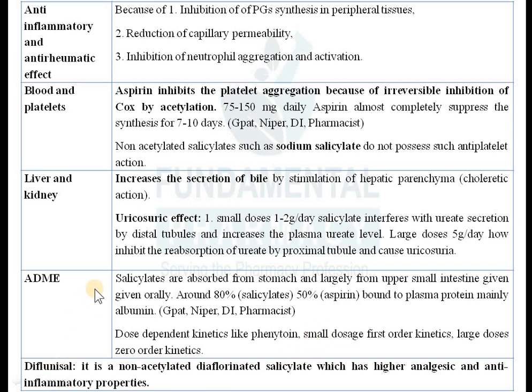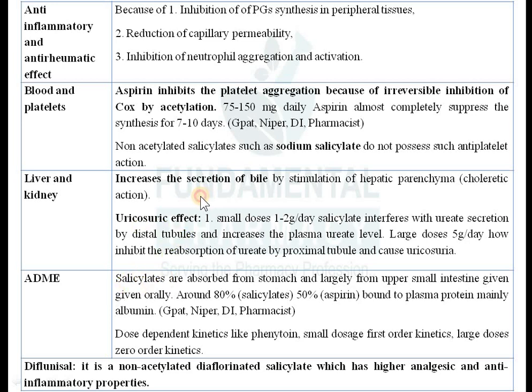There is one derivative of salicylate known as diflunisal. It is a non-acetylated difluorinated derivative which has a higher analgesic and anti-inflammatory activity, but as it is a non-acetylated derivative, it will not have any anti-platelet action. Remember, only the acetylated derivative of salicylic acid has anti-platelet action, not the others. So this is how the salicylate will act as an analgesic, antipyretic, and anti-inflammatory.